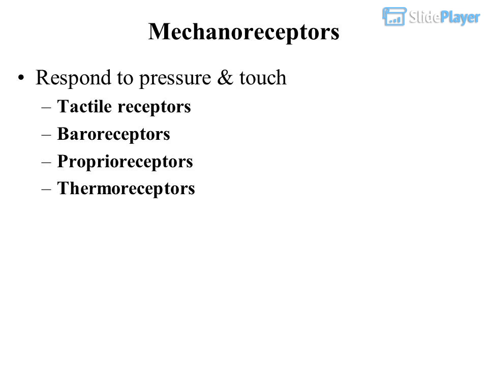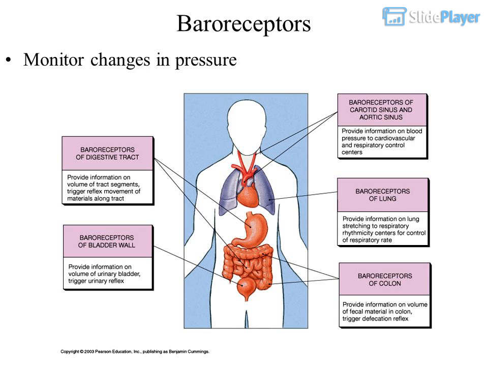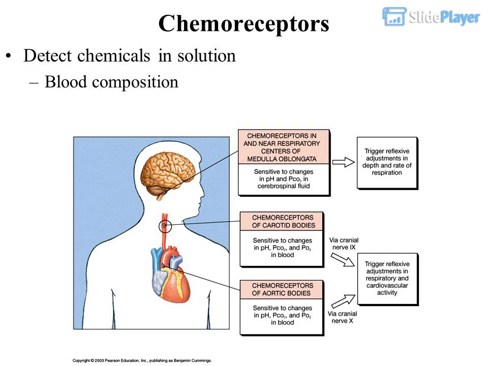Baroreceptors, proprioceptors, thermoreceptors. Tactile receptors are found in the dermis. Baroreceptors monitor changes in pressure. Chemoreceptors detect chemicals in solution: blood composition.